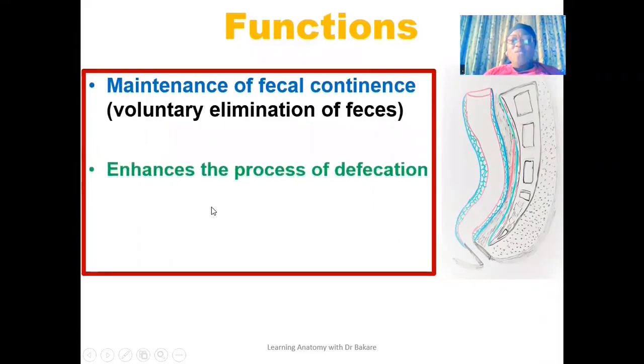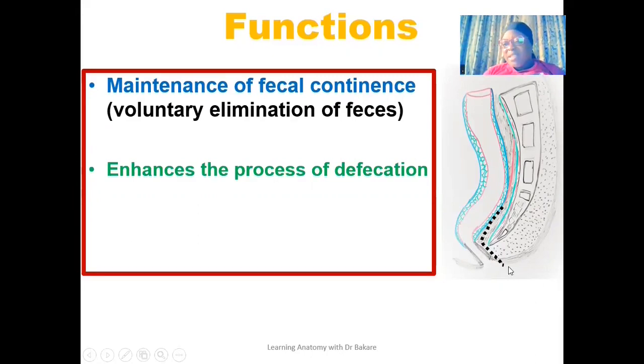The anal canal also enhances the process of defecation. We already described the creation of an angulation between the rectum and the anal canal in this region. We said that this angulation is at the anorectal junction, and this is highlighted here in black. The degree of this angulation tends to increase during the process of defecation, so that the anal canal will be more straightened. And if it is more straightened, it's going to allow for easy passage of the feces.